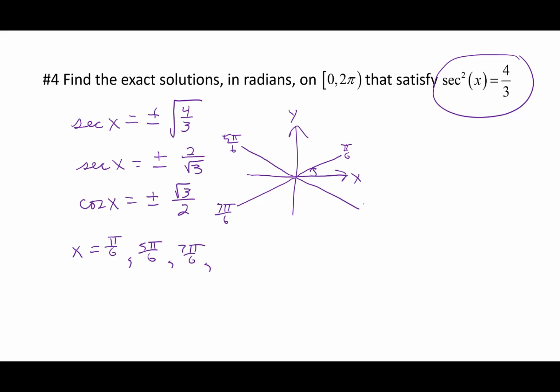And then in that fourth quadrant, we would have 11 pi over 6. All right, and these would be our solutions on the interval from 0 to 2 pi.